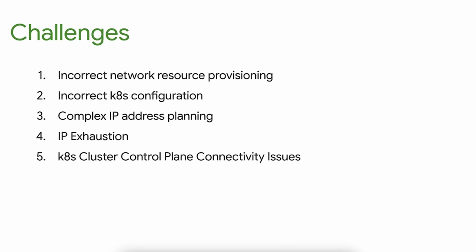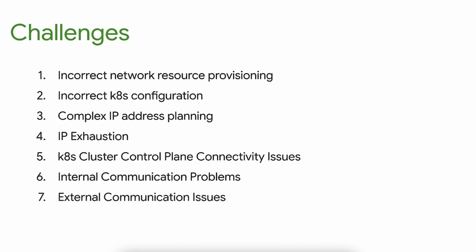Kubernetes cluster control plane connectivity issues. Pods or nodes may fail to reach the Kubernetes control plane due to misconfigured network settings or firewall rules. This can disrupt management operations and affect the cluster's ability to respond to requests, leading to degraded performance. Internal communication problems. Pods may be unable to communicate with other pods or services within the same network. This could stem from network policies blocking traffic or issues with the underlying network plugin, resulting in application downtime.